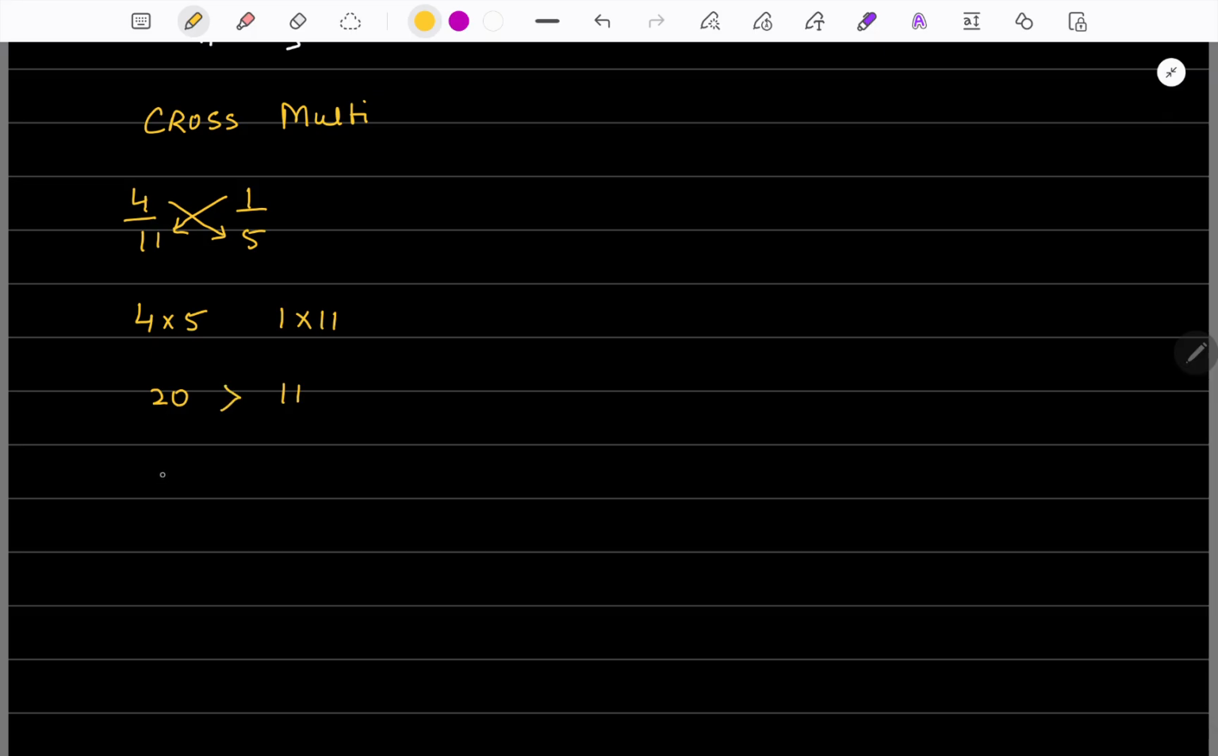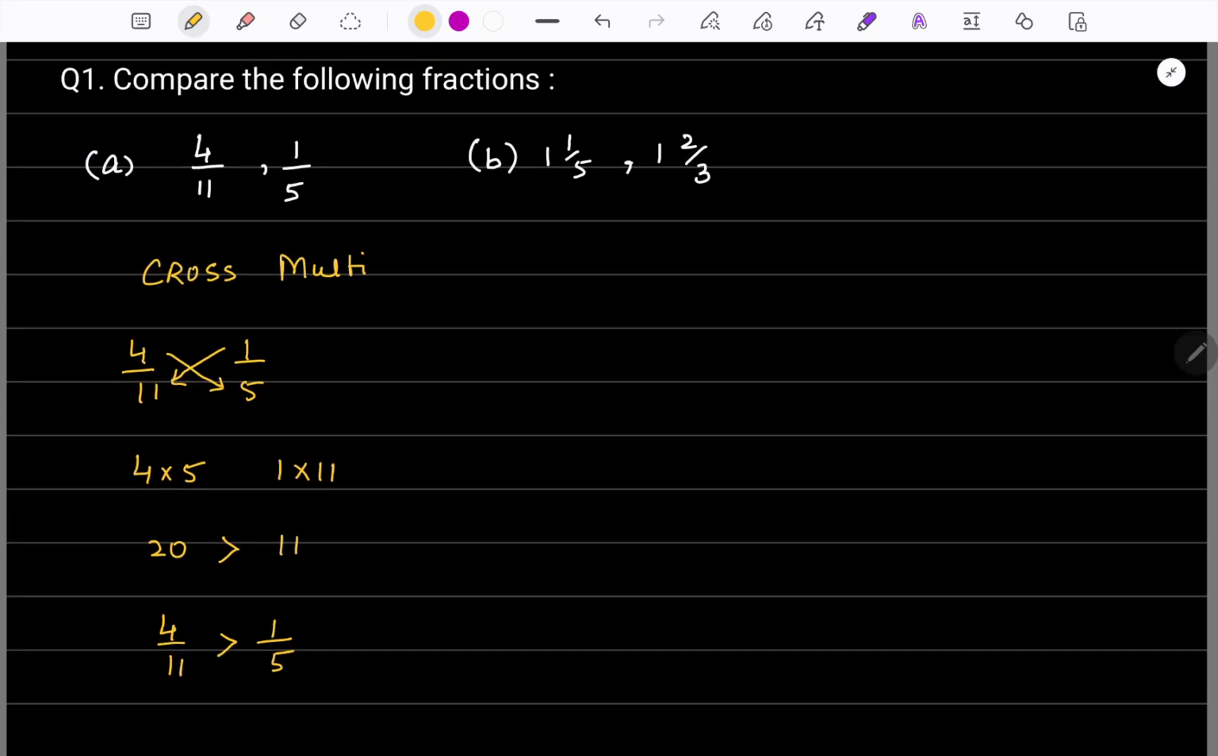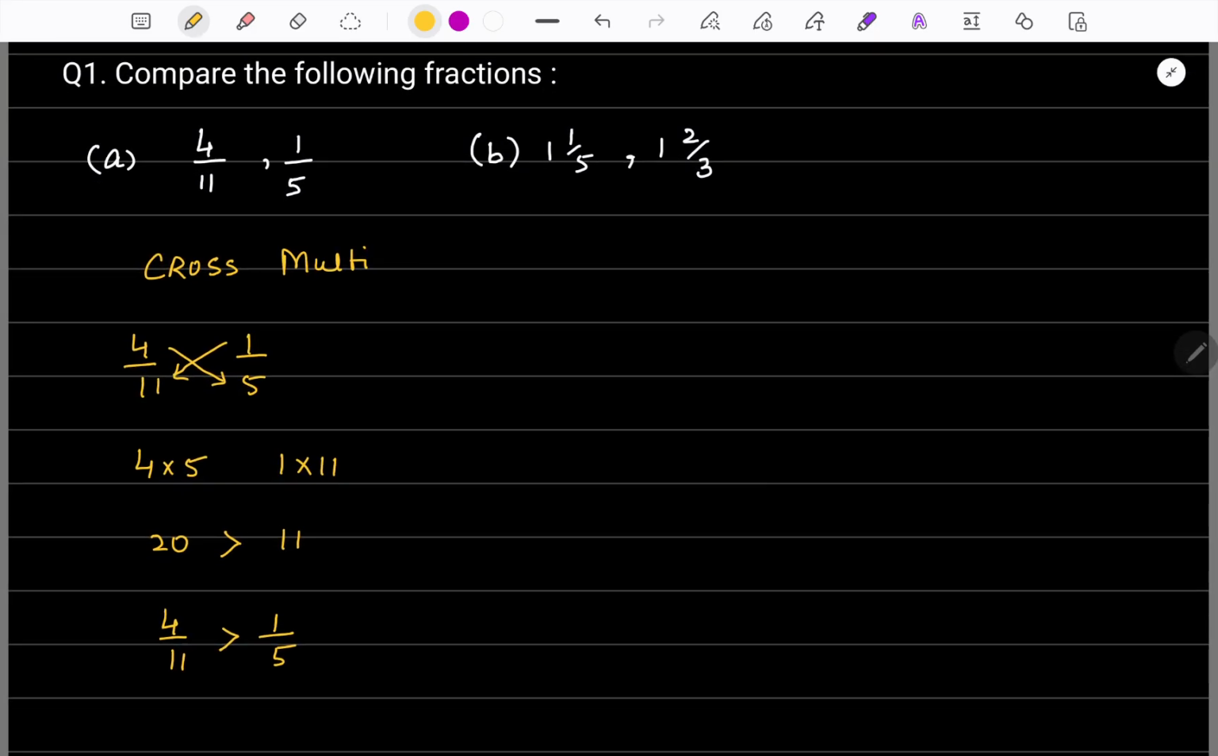So we can say that here 4 by 11 is the bigger fraction. It is greater in its value than 1 by 5. So this is how we solve when we have two fractions for comparison. Now let's do the B part. Again we are having two fractions for comparison, but this time we are having mixed fractions.